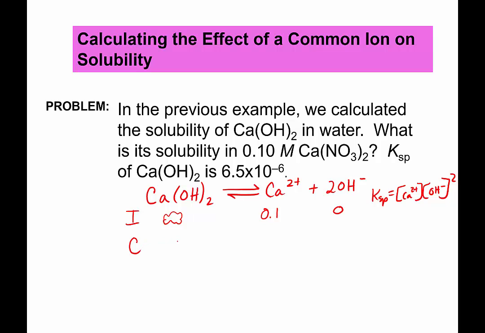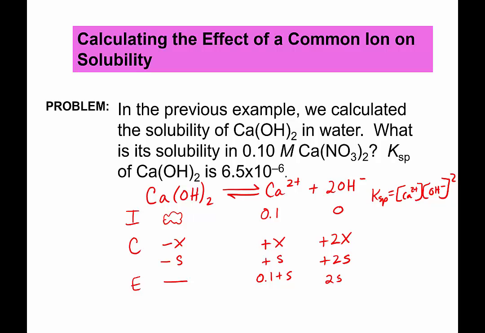And then our change is going to be just like we did previously. For every 1 mole of calcium hydroxide that dissolves, we're going to form 1 mole of calcium 2 plus and 2 moles of our hydroxide. So again, we could have written these as X's, so I'll just write that as S's to indicate solubility. So at equilibrium, we ignore this. So we have 0.1 plus S and 2S.